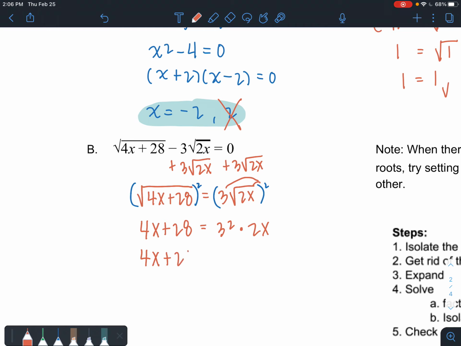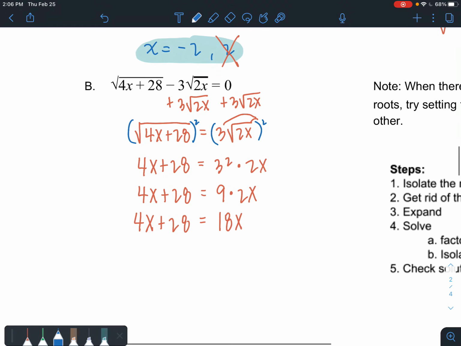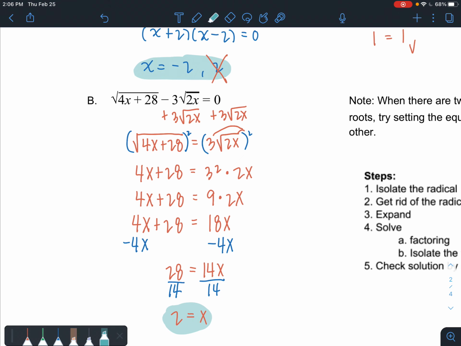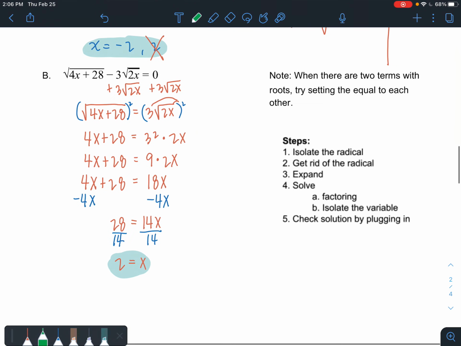Simplifying further, I just need to solve for x. So I have 9 times 2x. That's 18x. Go ahead and subtract 4x from both sides. And I get 28 equals 14x. Dividing by 14, I have 2 equals x. We did only get one solution for that, but we want to check to make sure it works.